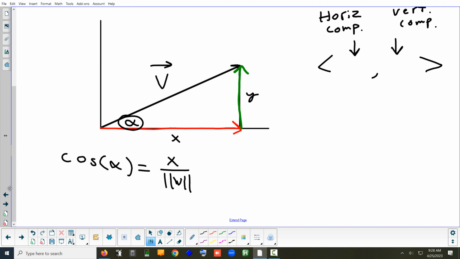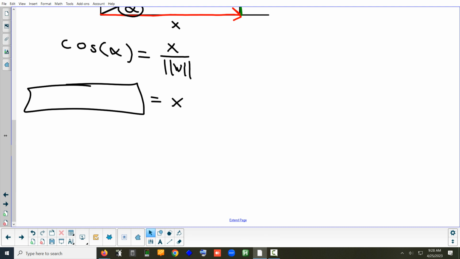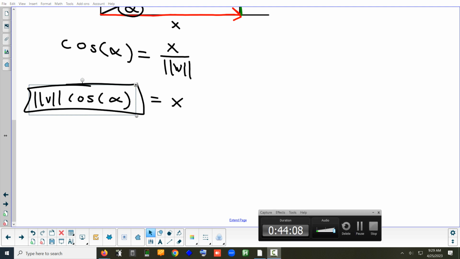Okay. And then how would you get x by itself? Yep. Multiply both sides by magnitude. Move the magnitude to the other side by multiplying. And that's your formula for the horizontal component of a velocity vector. It's the magnitude times the cosine of the angle. That's the speed you throw it at. That's the angle you throw it at. Now we'll do the same thing for the vertical.